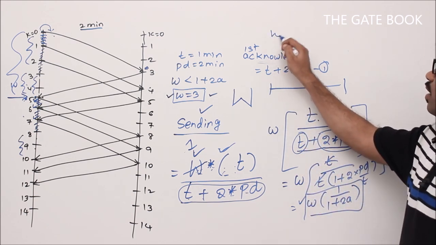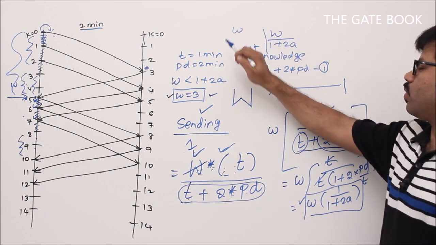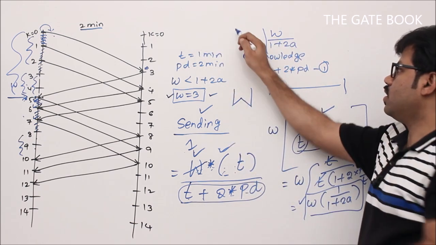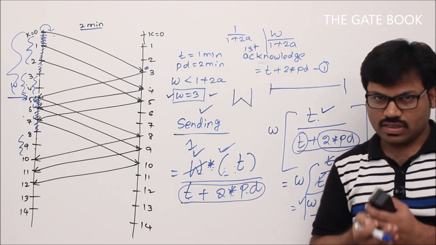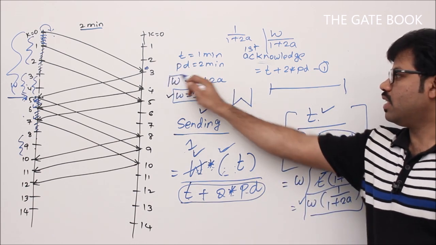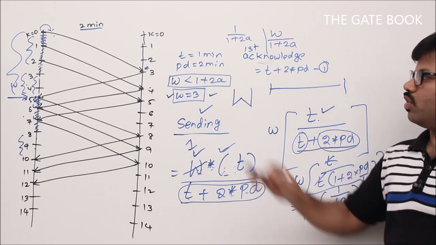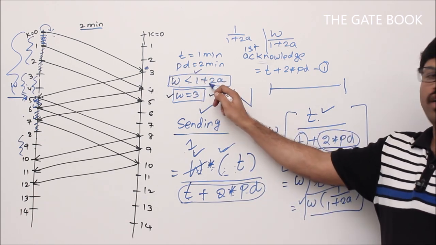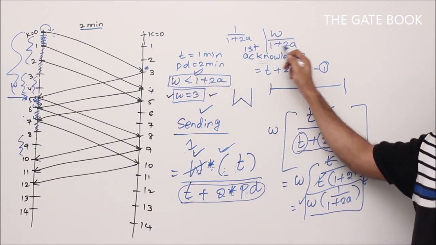Let me write it. W by 1 plus 2a. Let's compare. Stop and wait protocol's channel efficiency is 1 by 1 plus 2a. But sliding window protocol's channel efficiency when there is no error, see, this is a necessary condition: that means you don't have a lot of frames in your window, that means W less than 1 plus 2a. In this scenario, the answer is W by 1 plus 2a.